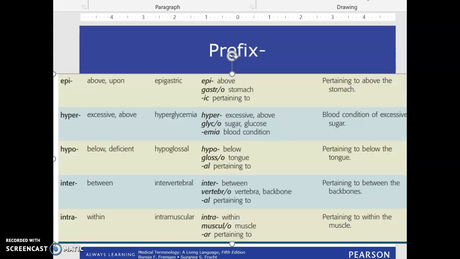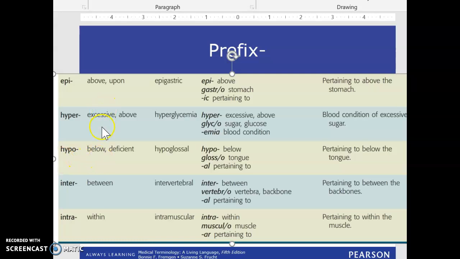A few more examples of the prefix. As you can see, epi means above or upon. Epigastric: epi means above, gastro means stomach, ic means pertaining to. So pertaining to above the stomach. Anything that is above the stomach, we will use the word epigastric. Hyper, we all know. Hyperglycemia: hyper is of course above or excessive. Glyco means sugar. Emia means a condition, so a blood condition of excessive sugar.